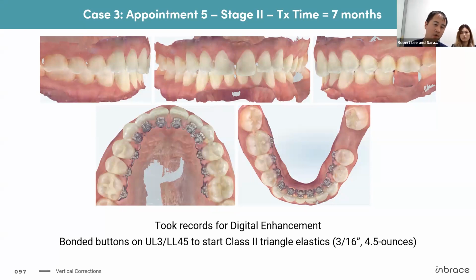At this point, we also decided to put some buttons on to help with the midlines. Midlines are just very slightly off. Left side is very slightly class 2. So we bonded some short class 2 triangle elastics from upper left 3 to lower left 4, 5, running a 3/16 inch 4.5 ounce elastic.